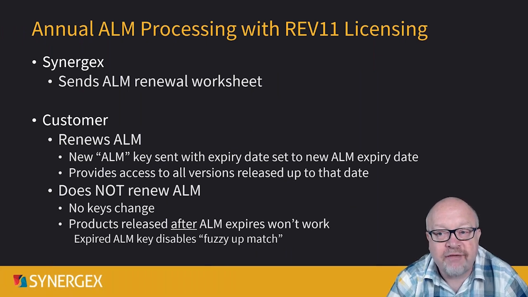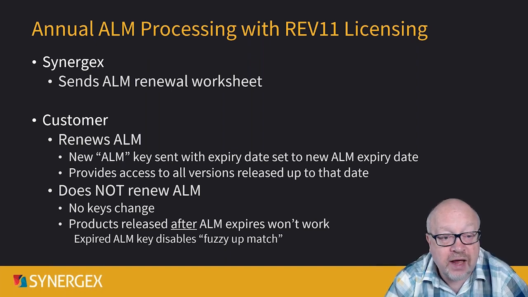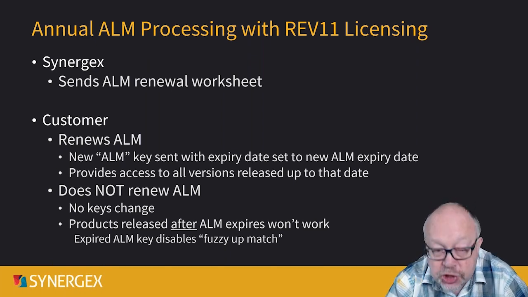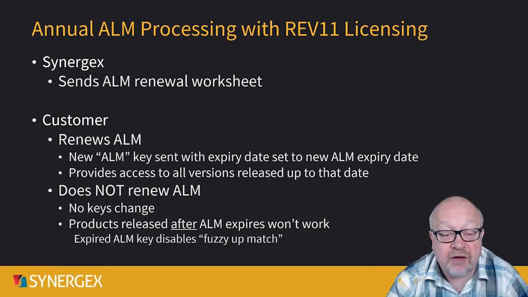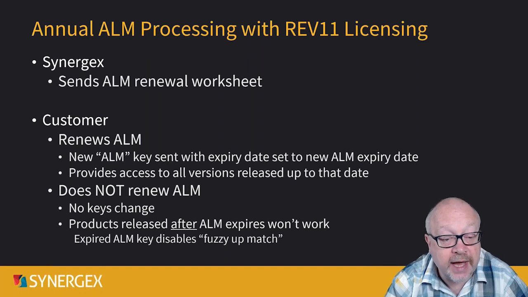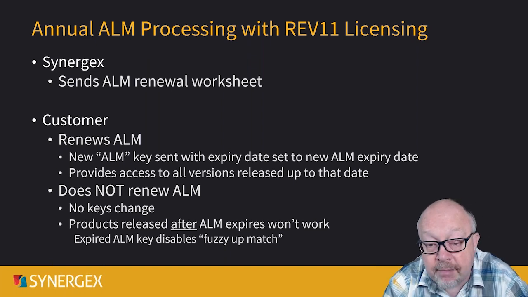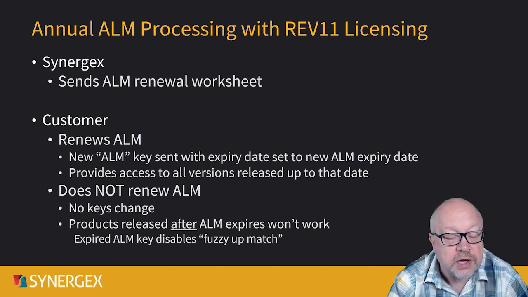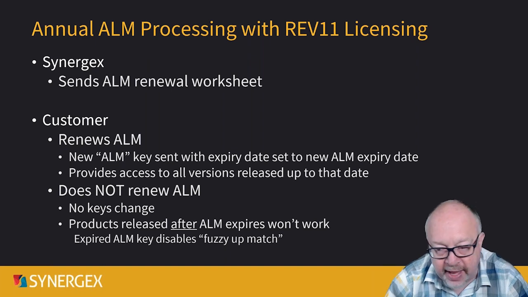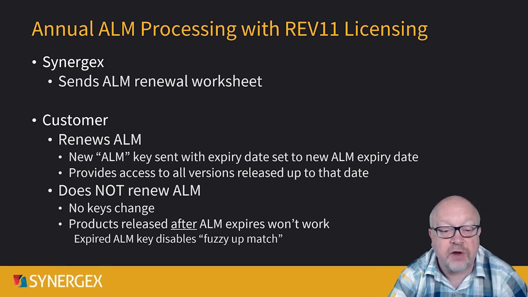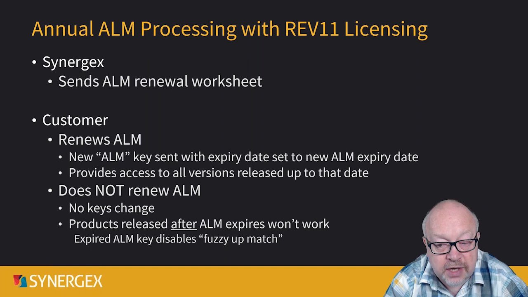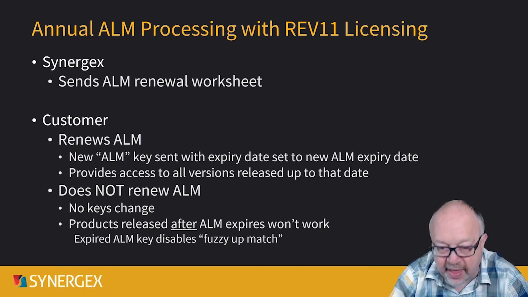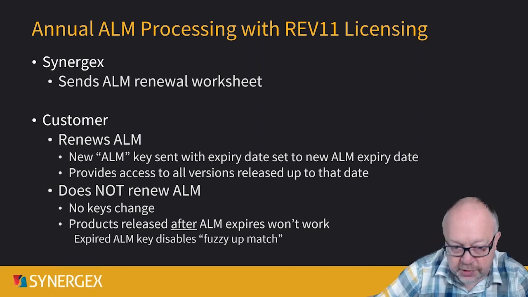ALM processing with REV11 licensing. Once you've got REV11 licensing, you will still receive your ALM worksheet to work through, and you have the same choice you always have. You either renew those ALMs or you don't renew those ALMs. If you do, you'll get a new ALM key, and again, remember that has the expiry date that is mentioned. So as you extend your ALM, you'll get a new ALM key that reflects the expiry date of your ALM agreement. And again, that's purely there to restrict access to future versions, not the new version.